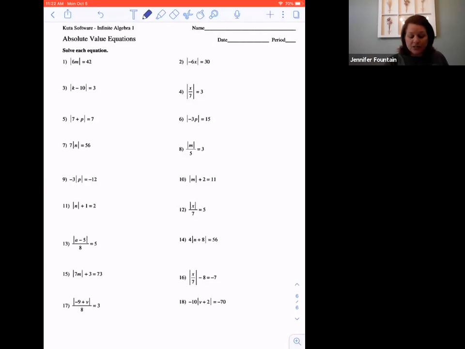So all of these, I just had a single number on the right-hand side, so I just had to take the negative of it. So if it was already negative, it became positive. If it was positive, it became negative. And I told you you did not have to worry about the extraneous solutions on these, okay? So any questions about these absolute value equations? Any questions?